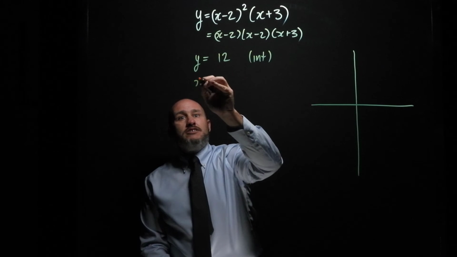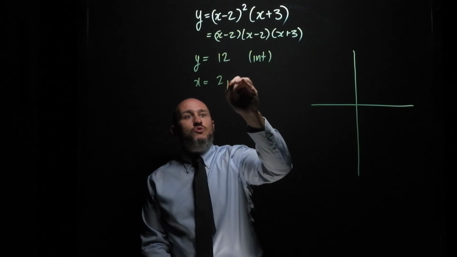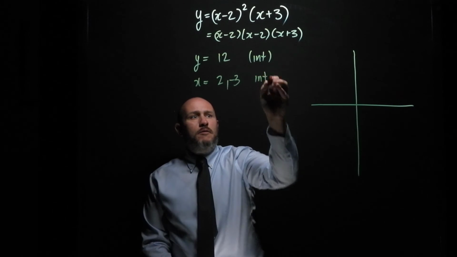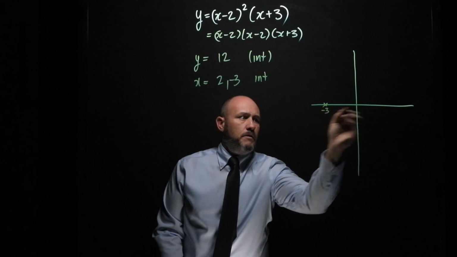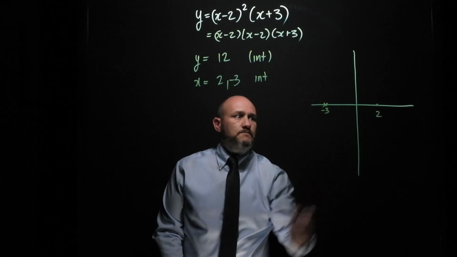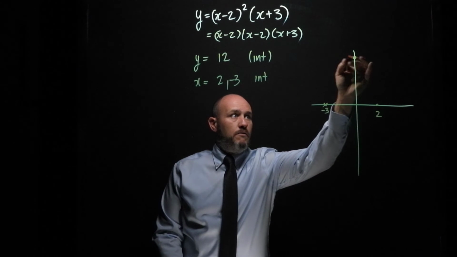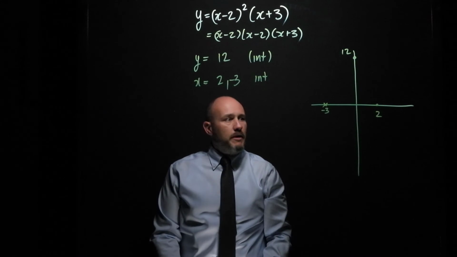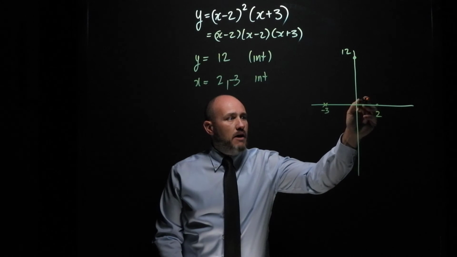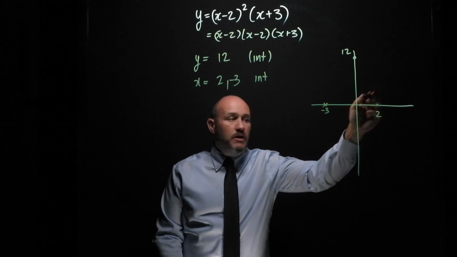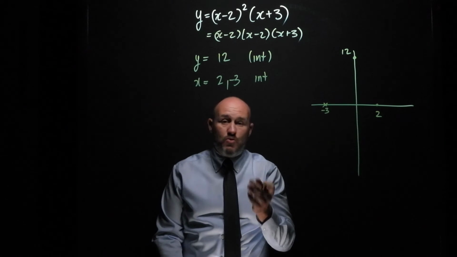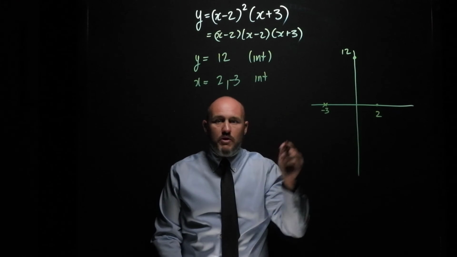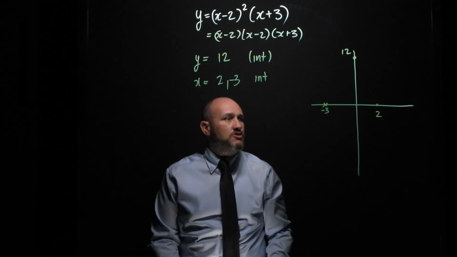and my x-intercepts will be 2 and negative 3. But 2 is a double root. So let me just mark this on here. There's negative 3, and there's 2, and my y-intercept is 12. Now what a double root means is that it goes down to 2, it touches, and then it sort of bounces back off. So it actually means that the x-intercept is also that turnaround point, which we call a turning point or a stationary point. We'll get to that a bit later.